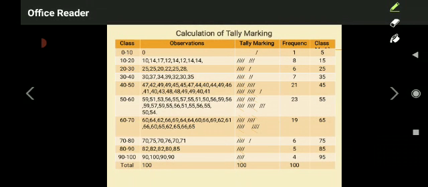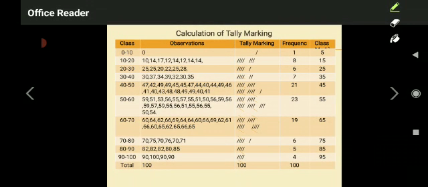Calculation of tally marking requires these 5 important columns. The first column consists of, for example, class limit. The second column consists of the total number of observations in each class limit. The third column is of tally marking, and the fourth is of frequency. How many frequencies are there means how many observations are there in that particular class limit. And the last one is class mark.